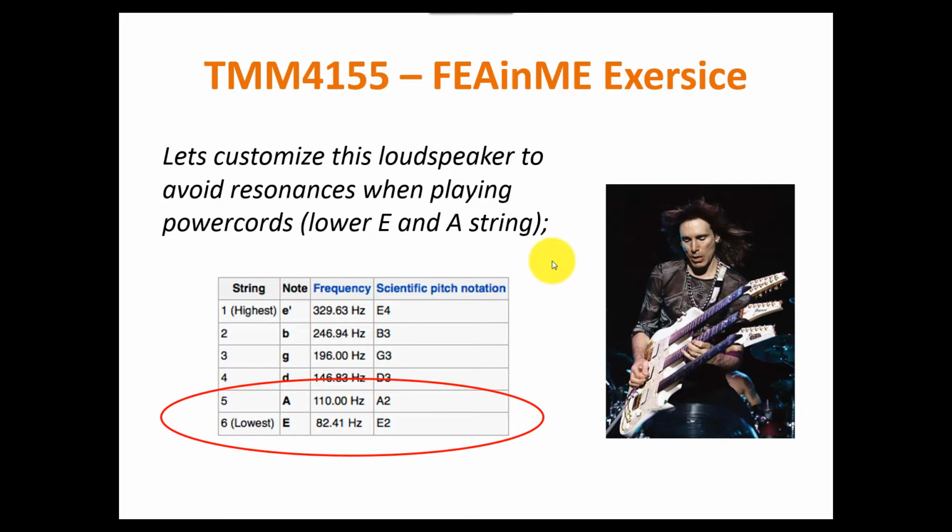My idea here is to customize this loudspeaker to avoid resonances when playing power chords. And then I think about the lower E and A string. Those two strings vibrate at 82.4 Hz and 110 Hz. The basic idea here is to avoid structural resonances in this frequency range and close to them as well.